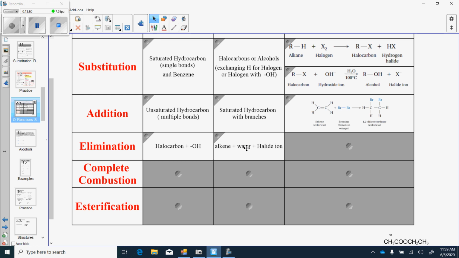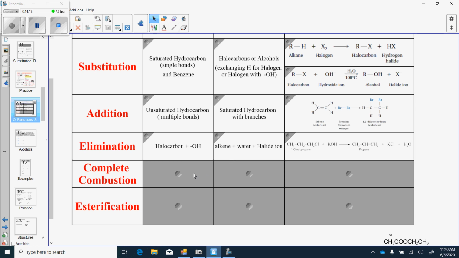What's it going to make? It's going to make an alkene, so it's going to make a double bond. When you eliminate one H and one halide, you're going to create a double bond. You're going to create water because that H that you eliminated joins up with the OH, and you're going to have a halide ion, and it might have something to join up with. Okay, so there's an example we looked at.